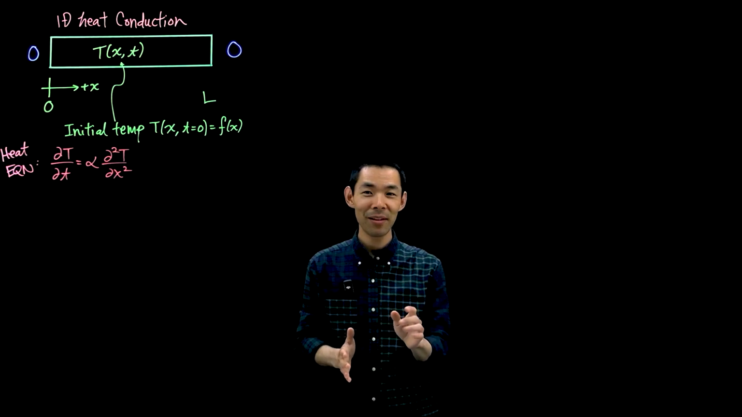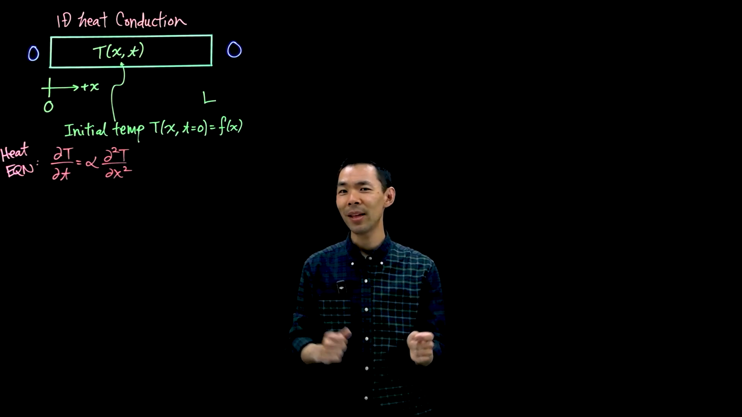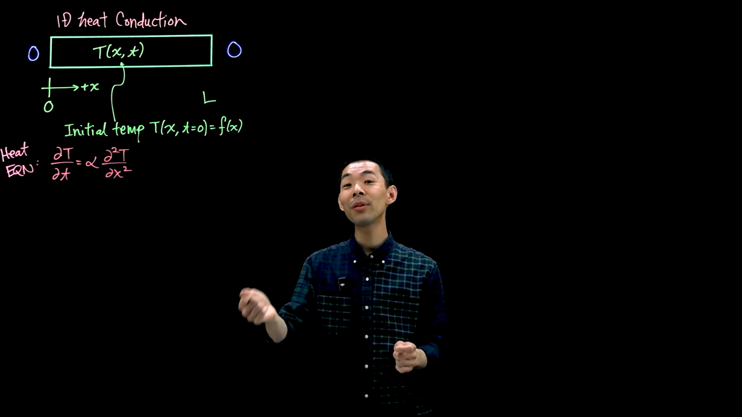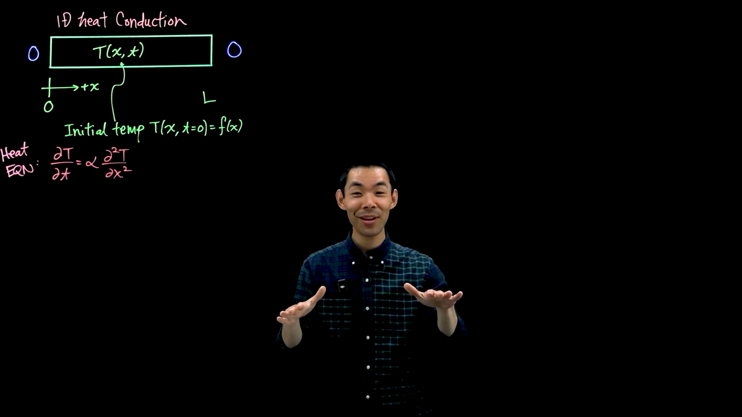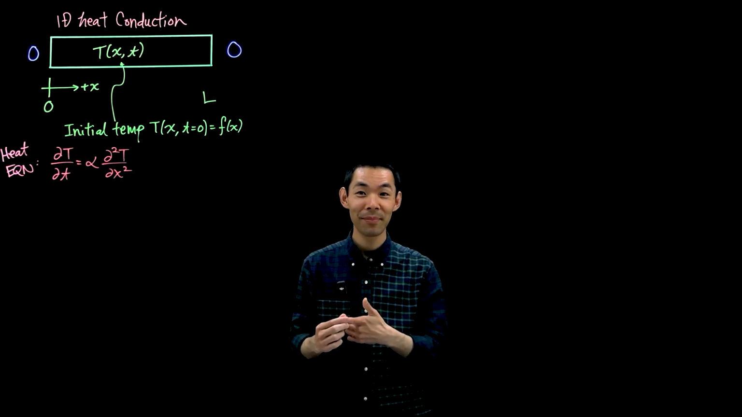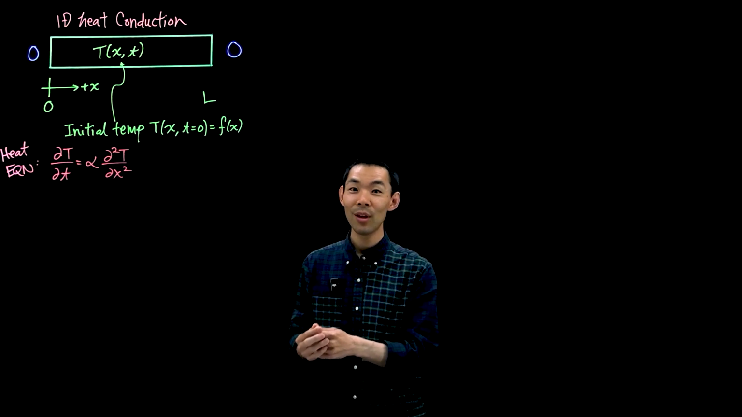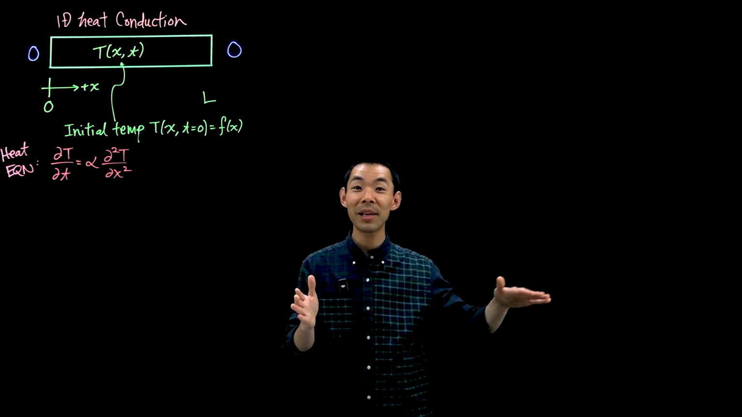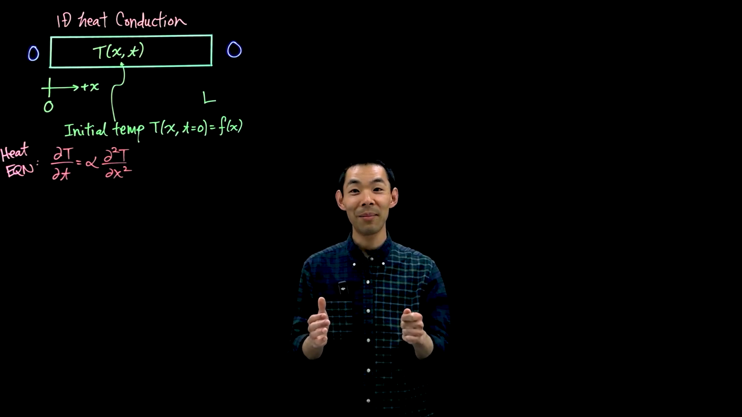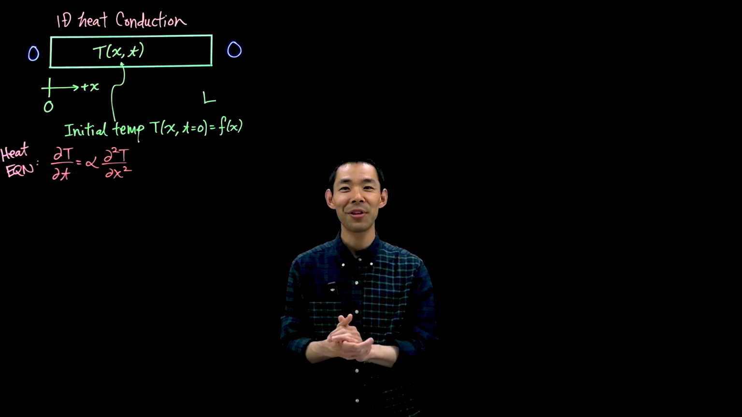By the way, do you know the difference between steady state and equilibrium? Equilibrium is when nothing is changing with position and time. Steady state means nothing is changing with time. You can still have things changing with position, but it's not varying with time. It's an important distinction to make as an engineer.